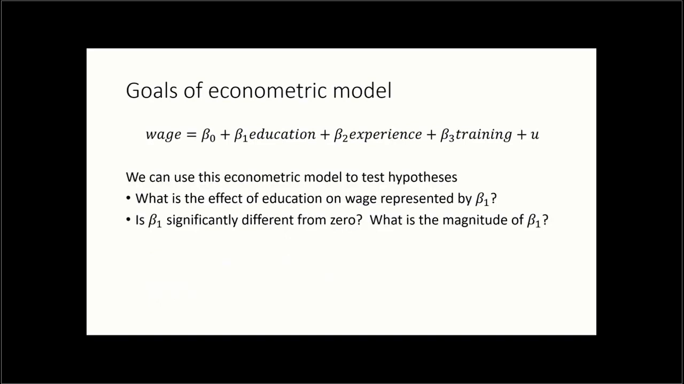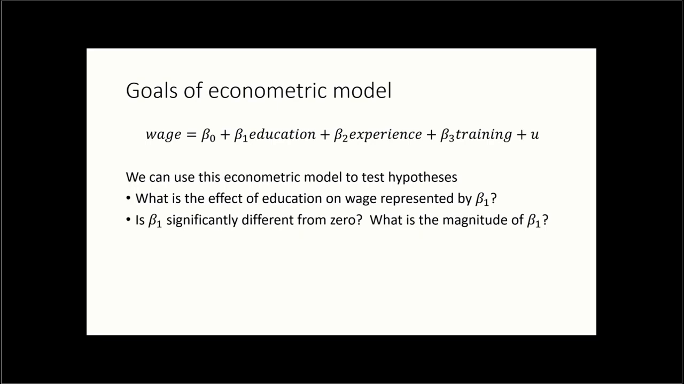So, what are the goals of an econometric model? After we estimate and find these coefficients of beta 1, beta 2, and beta 3, we can test different hypotheses. So, for example, what is the effect of education on wage? That is represented by the coefficient beta 1.